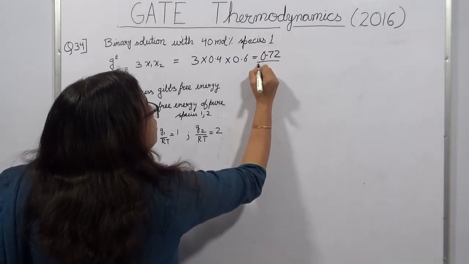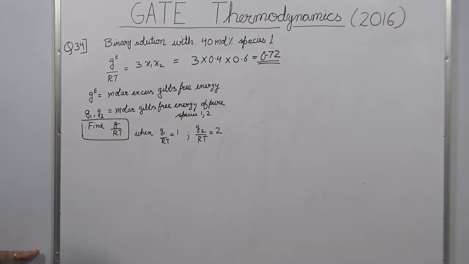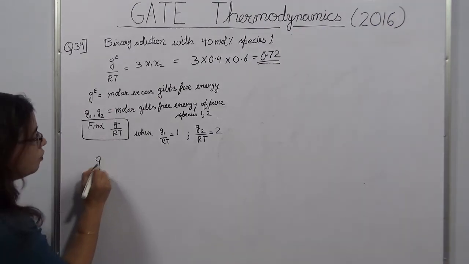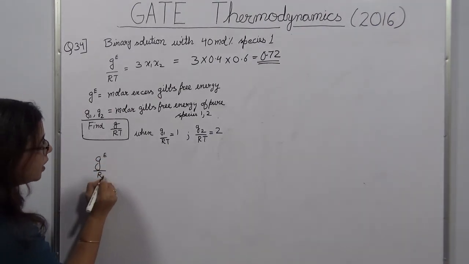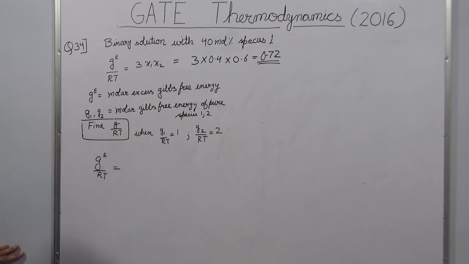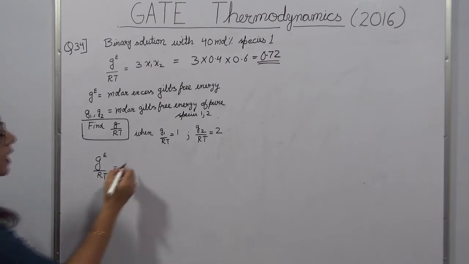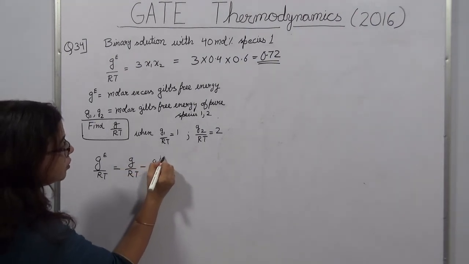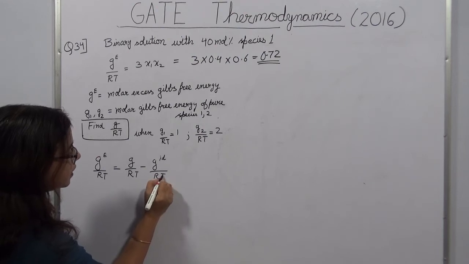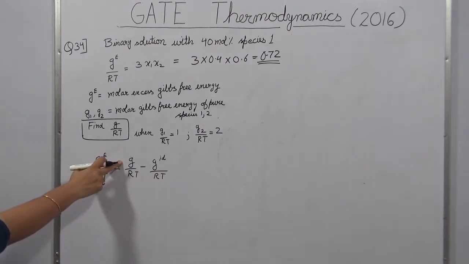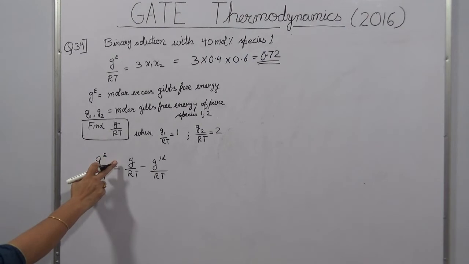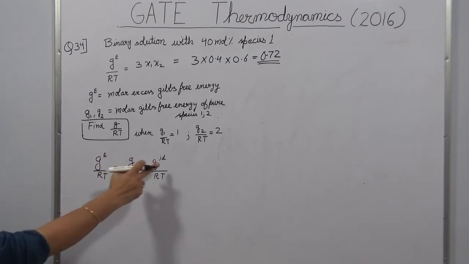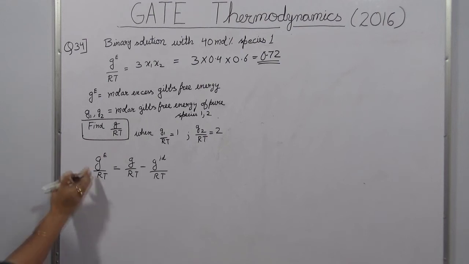So I have the value of GE by RT. Now let's write down the definition of GE by RT. What is it? It is the deviation from the ideal solution. So that is equal to G by RT minus G of ideal solution by RT. Over here your G is the Gibbs free energy of the mixture at same temperature, and GID is the Gibbs free energy of the ideal mixture. So this is how you define your molar excess Gibbs free energy.